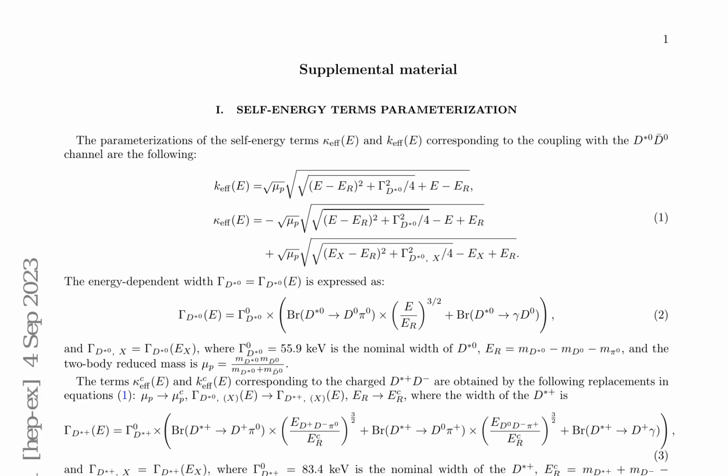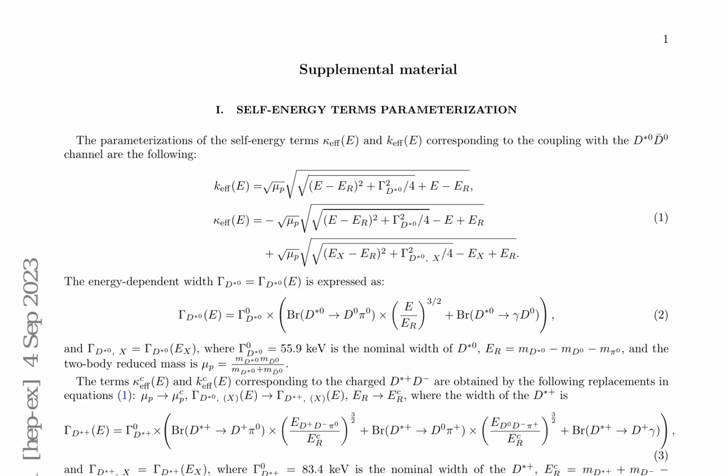The parameterization of self-energy terms, kappa_f(E) and kappa_f(E), corresponding to the coupling with the D*0 D0-bar channel is presented. These terms are crucial in describing the energy-dependent width, Gamma_D*0(E), which is expressed as a function of the nominal width of D*0, branching ratios, and reduced mass. The energy-dependent width is further decomposed into two components, Gamma_D*0(E) and Gamma_D*0(X), where X represents the excited state.